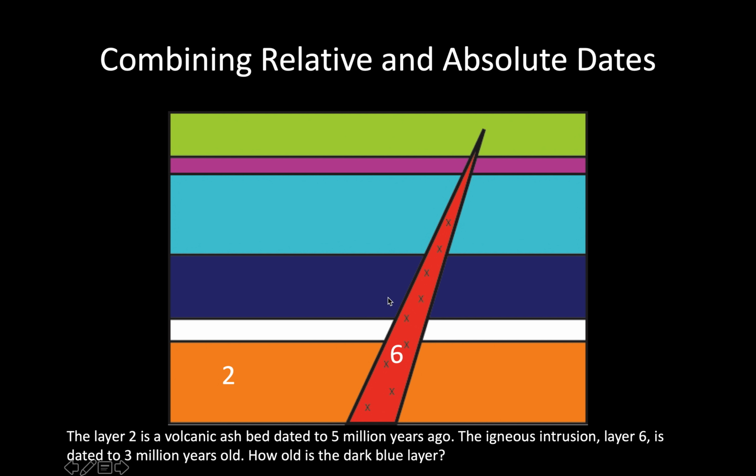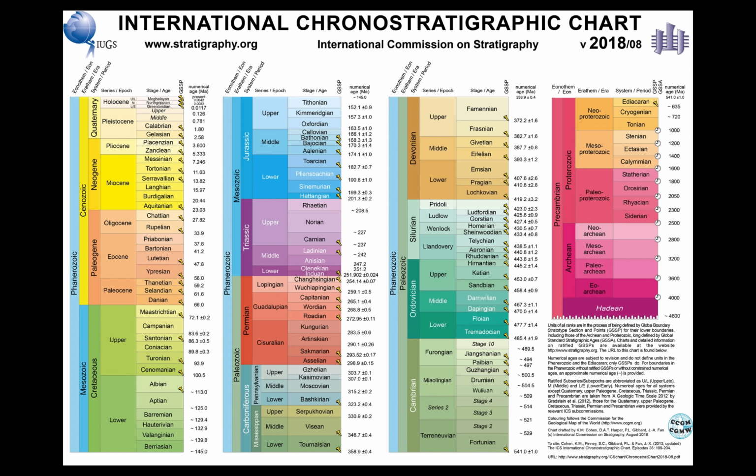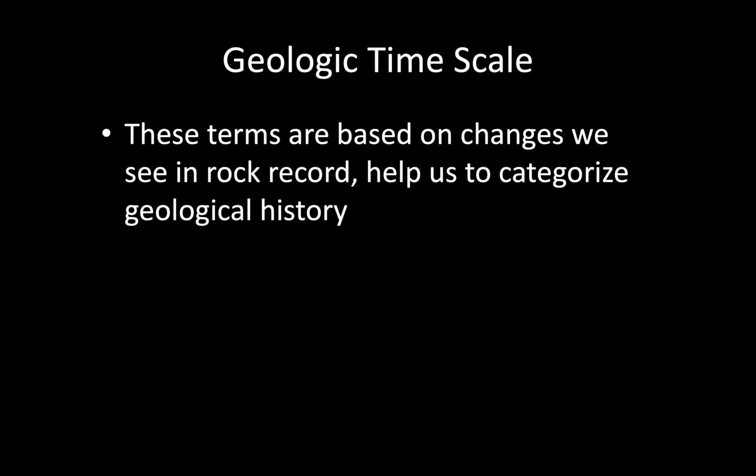You might be tempted to say right in the middle, 4 million years. But would that be accurate? Do you know that all of these layers were laid down at the same rate? You definitely don't know that. So the correct answer is between 3 and 5 million years. This is how we made our geologic timescale. These terms are based on changes we see in the rock record.